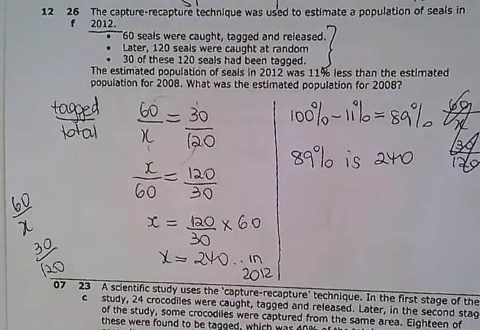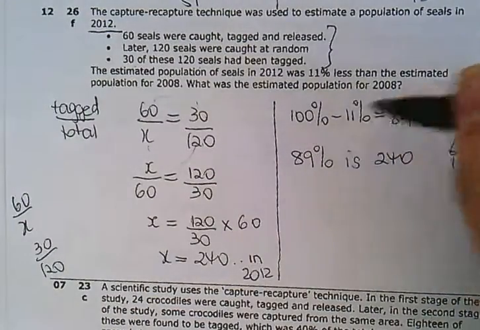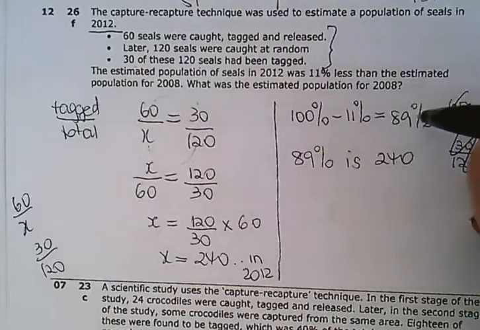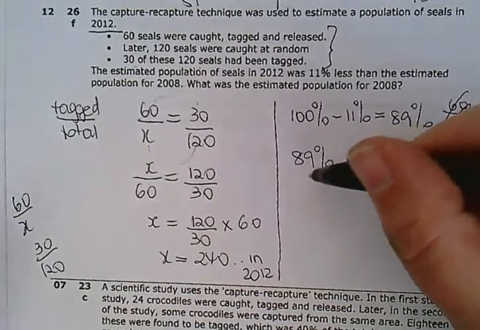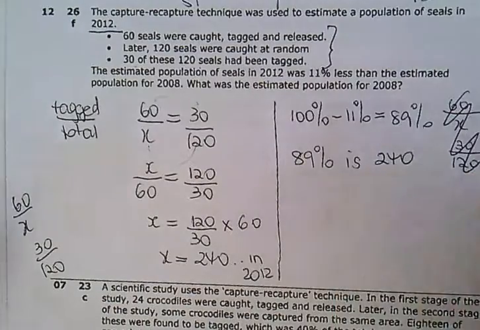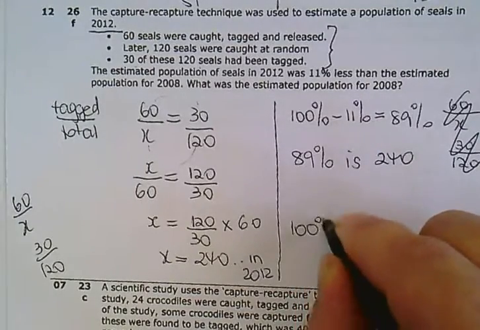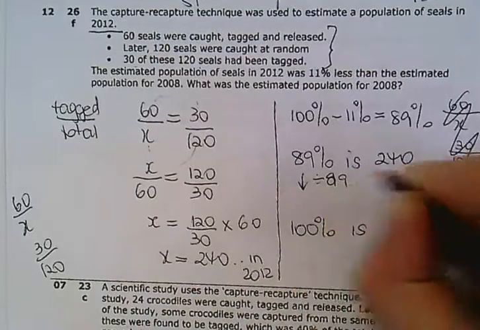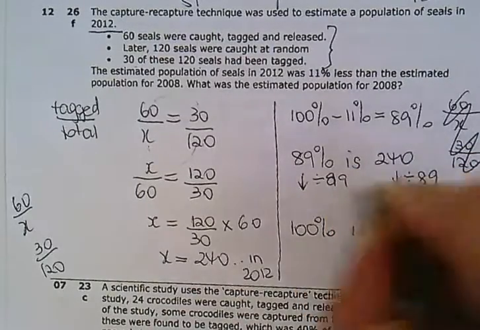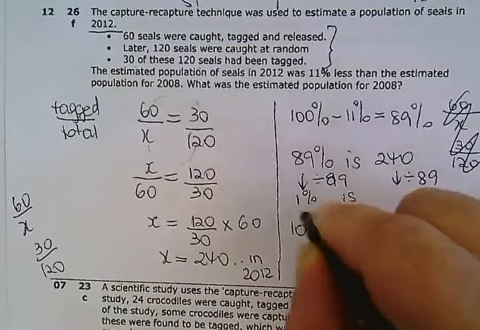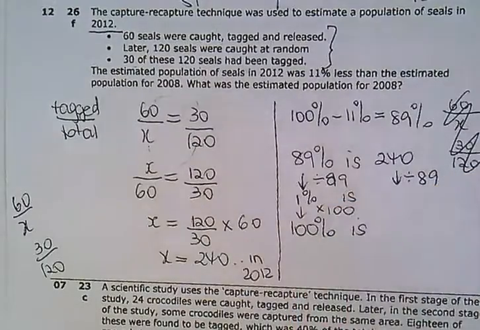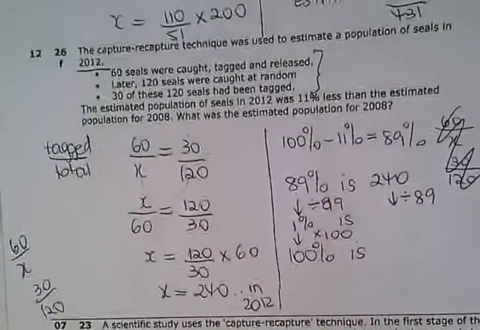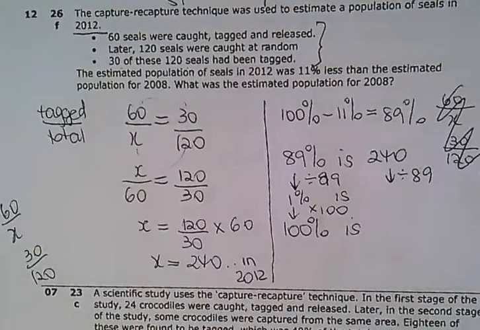So in 2008, there must have been a bigger number. If you decrease by 11%, your new number is 89% of what it was. So 89% is 240. What do I do now? Unitary method. I need to get to 100%. How am I going to get there? Divide by 89. 1% is, and then I'm going to times by 100. Do you remember this? It's a bit tricky, girls.